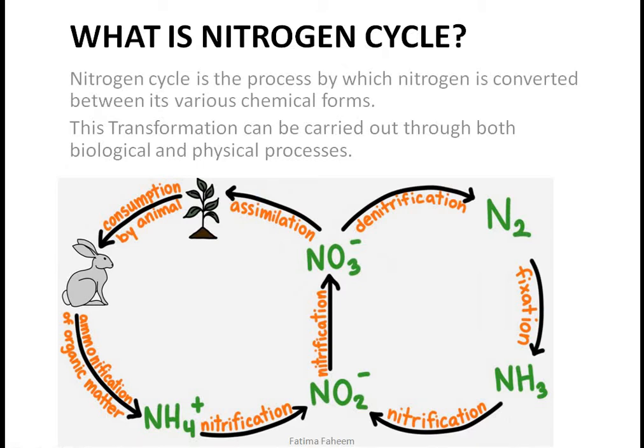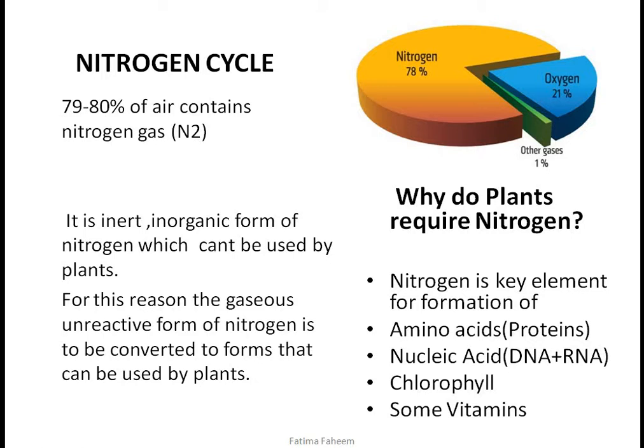What is the nitrogen cycle? It is a process by which nitrogen is converted between its various chemical forms. This transition or transformation can be carried out through both biological and physical processes. This diagram that I have shown you will be understood by you after going through the whole cycle. But for now, for this slide, just remember that the nitrogen cycle is actually the conversion of different forms of nitrogen from one to another. Before we start it, we should know some facts.